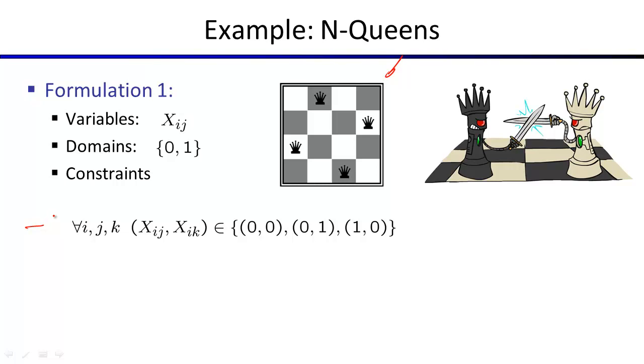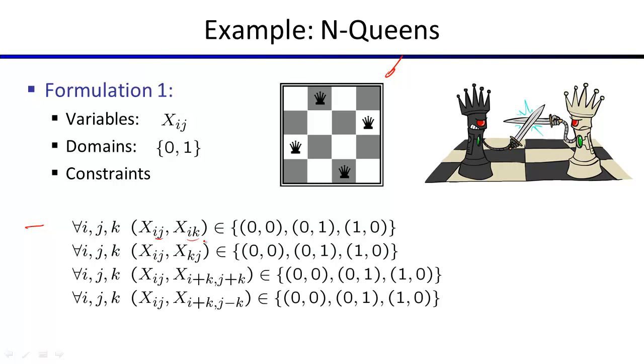Explicit is something like this. You say xij and xik, which are two variables. The i is shared, so they're in the same row. Let's say the first index indexes over rows. They're in the same row, so at most only one of them can have a queen present. What's missing here is the 1-1, because that's not allowed. Both of them cannot be one at the same time.